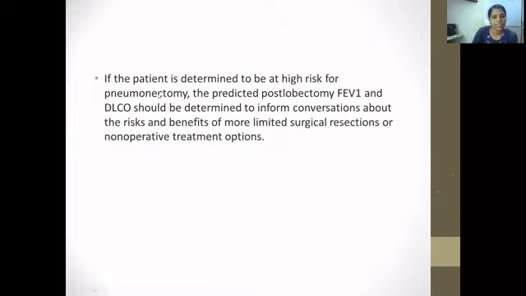If the patient is determined to be at high risk for pneumonectomy, the predicted PPO of FEV1 and DLCO should be determined to inform conversations about the risks and benefits of more limited surgical resections or non-operative treatment options.